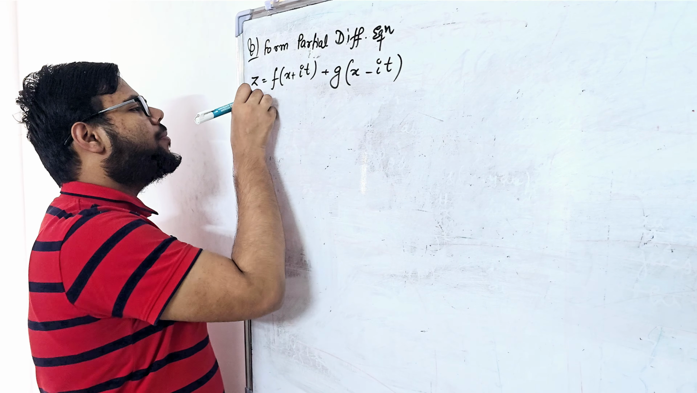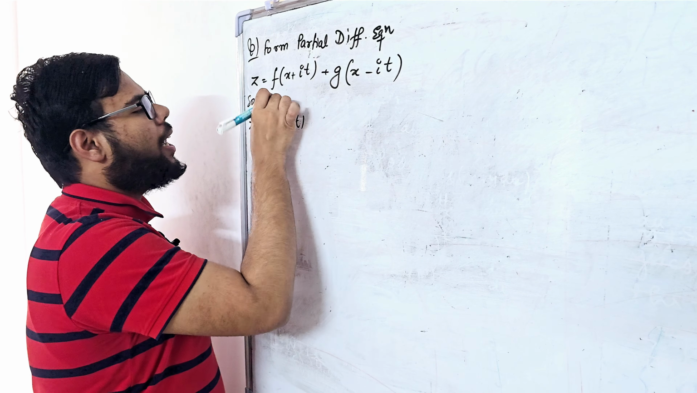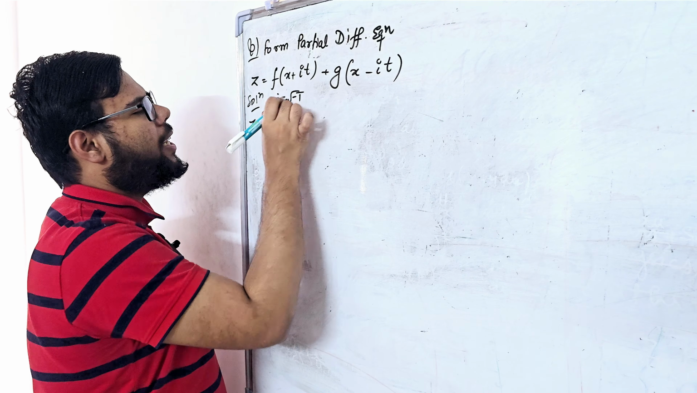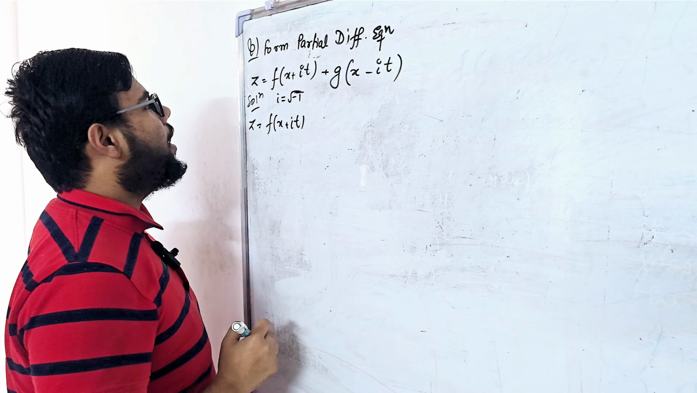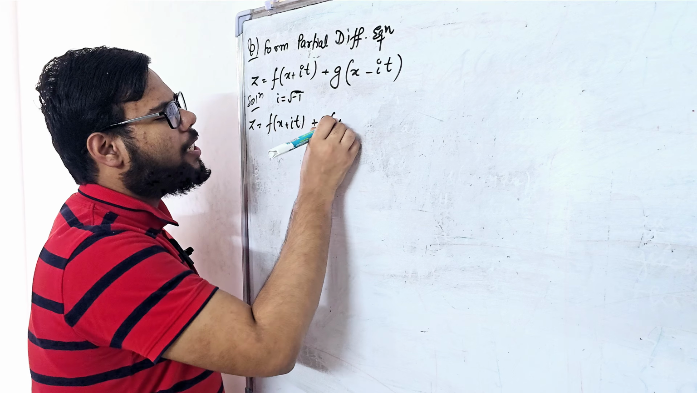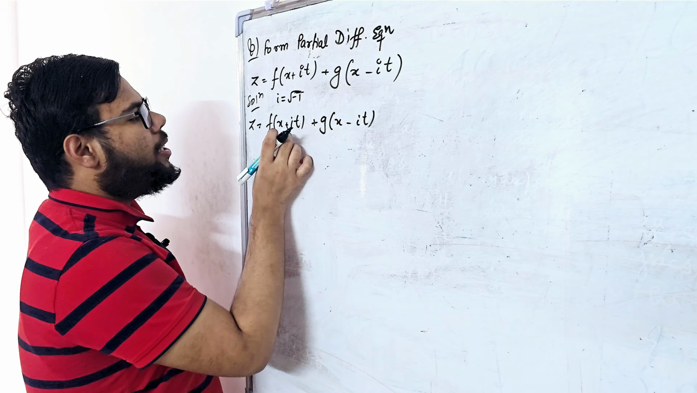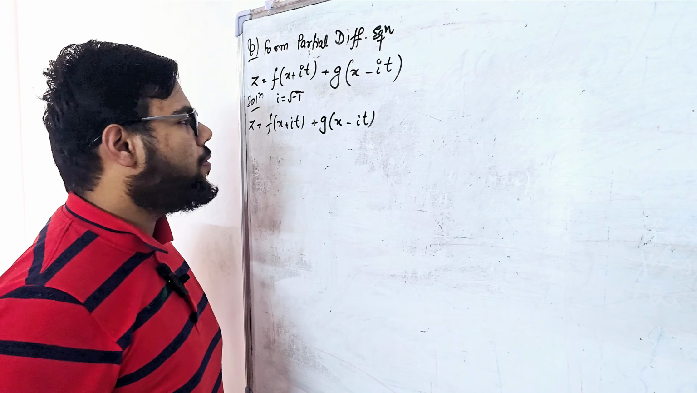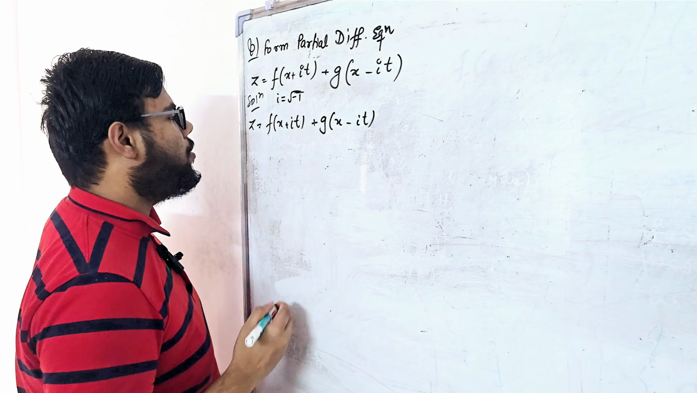So let's start. So we know that z is equal to f of x plus it, where i is equal to square root of -1 and t is a variable. It is an independent variable and z is a dependent variable, right? Plus g of x minus it, correct? Okay. So we need to eliminate two arbitrary functions. So of course we know that the degree will be 2 of the resultant partial differential equation.